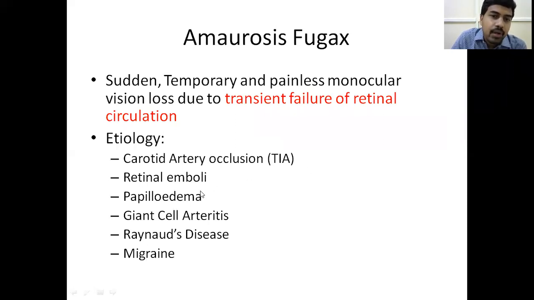Others are retinal emboli. Retinal emboli can again be due to the same causes, infective endocarditis, carotid artery plaques, etc. It can also be seen in papilledema, giant cell arteritis, Raynaud's disease, and migraine. These are not that serious, but carotid artery occlusion is indeed a serious condition, and retinal emboli are a serious condition which need a prompt cardiac evaluation. Papilledema, you know the causes, you will evaluate it, and based on that, send to a neurologist or a neurosurgeon. Giant cell arteritis, I told you, and Raynaud's disease you'll read about in general surgery. Migraine, you'll read in general medicine.